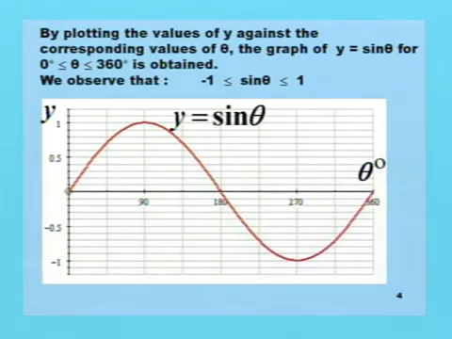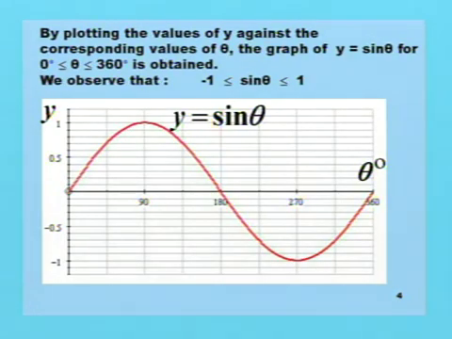Notice this sine curve is like a wave. From 0, it bulges up to a maximum point of 1, then falls down, passes through 0 at 180, bulges down at the bottom to a minimum value of minus 1, then climbs up to reach the x-axis or the theta axis at 360 degrees.